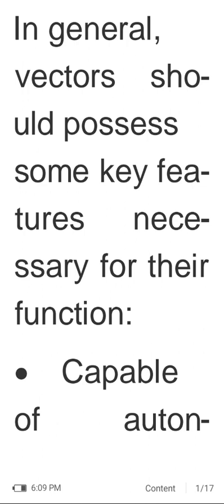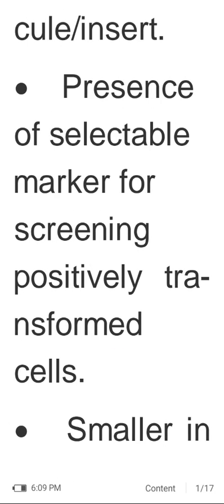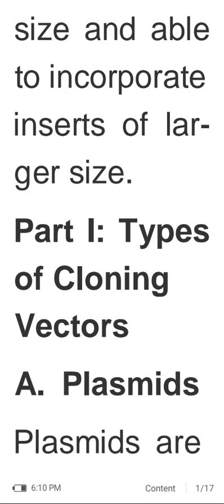In general, vectors should possess some key features necessary for their function, like being capable of autonomous replication inside the host, which is represented by the short form ORI site, nothing but the origin of replication. You might have already learned about that. A compatible restriction site for insertion of DNA molecules, like an insert. The presence of a selectable marker for screening positively transformed cells. And being smaller in size and able to incorporate inserts of larger size.